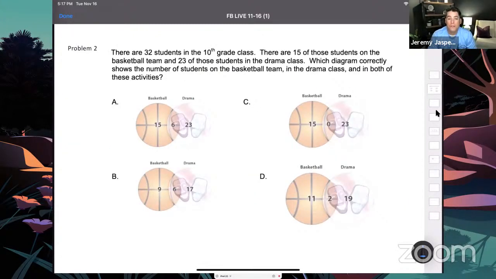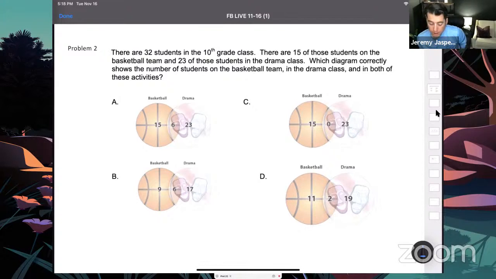We have 32 students in the 10th grade class. There are 15 of those students on the basketball team and 23 of those students in the drama class. Which diagram correctly shows the number of students on the basketball team, in the drama class, and in both of these activities? Okay, so these are always interesting, and people get confused with these.